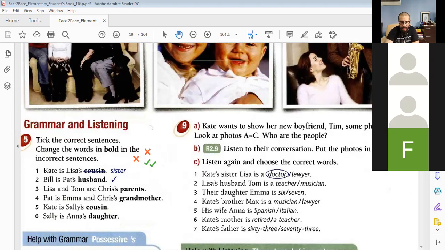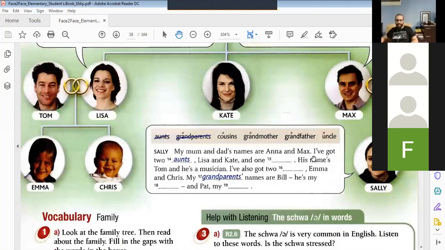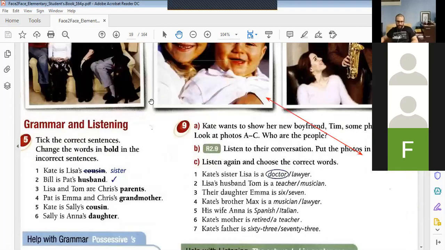Kate is Sally's cousin. Is that correct? No, it's wrong. Let me take you back to the family tree. Take a look at Kate and Sally. Are they cousins? No. Kate is Sally's aunt. Let's correct this: Kate is Sally's aunt, not cousin.